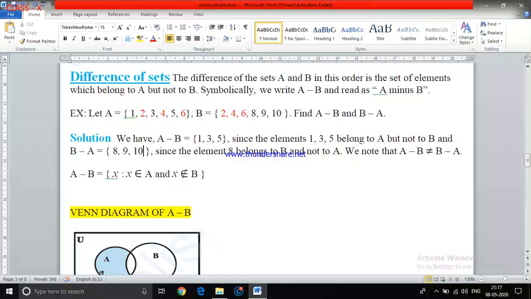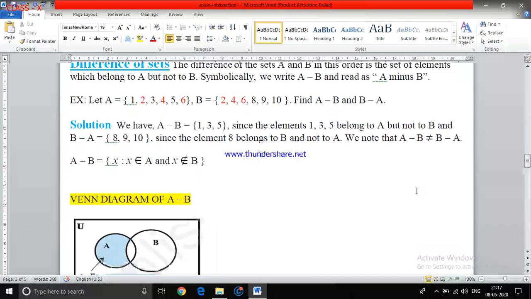So these things will keep on increasing if B has more numbers. Okay, I hope you understand the definition. Now you compare the A minus B and B minus A elements. A minus B has 1, 3, 5. B minus A has 8, 9, 10. So what do you think? Are A minus B and B minus A the same? Are they equal? No. So that's why I said here A minus B is not equal to B minus A. They will never be equal.